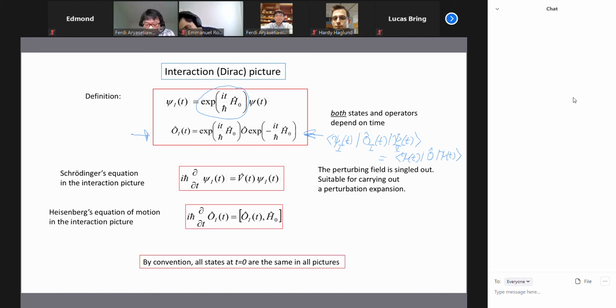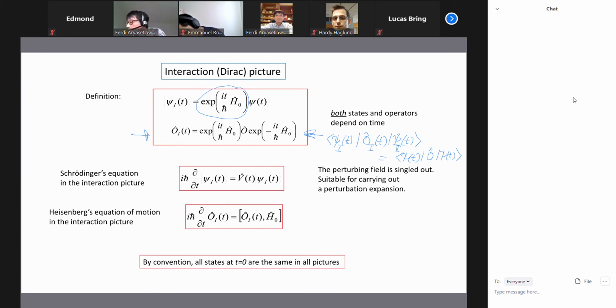In the Heisenberg picture, we transfer the time dependence from the states to the operator, and the states then become static. But here, both the states and the operators depend on time. So it appears like things become more complicated. But the gain from this is that we separate out the perturbing potentials from the full Hamiltonian. That makes it easy to perform a perturbation expansion.